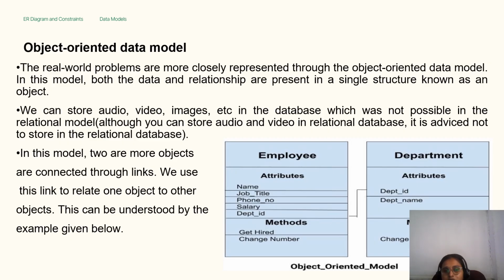In this model, two or more objects are connected through links. We use the links to relate one object to another object. This can be understood by the example given below. We have the employee and then the department. In these two tables, we have the attributes name, job title, phone number, salary and department ID in employee, and the department ID and department name in the department table. This is an example of the object oriented model.